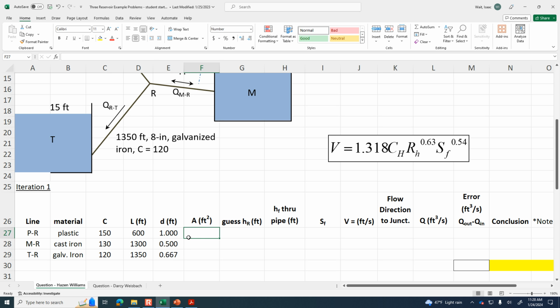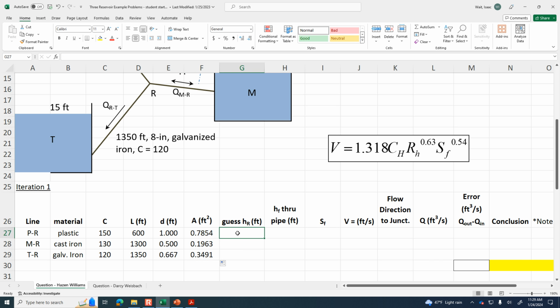Cross-sectional area is pi d squared divided by 4. So equals pi, open close parentheses, times the diameter squared divided by 4. Okay, so we've got the areas of the pipe.